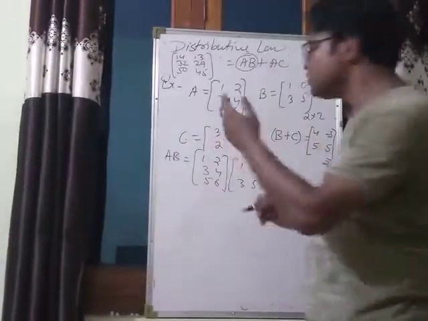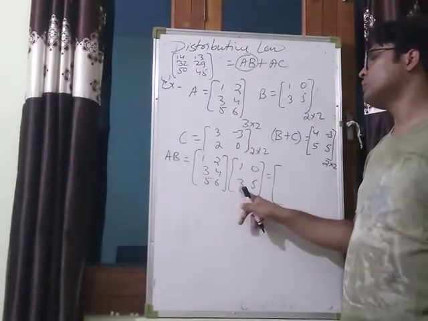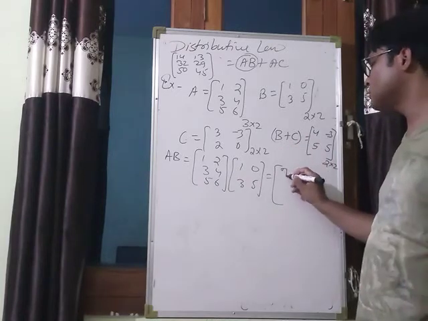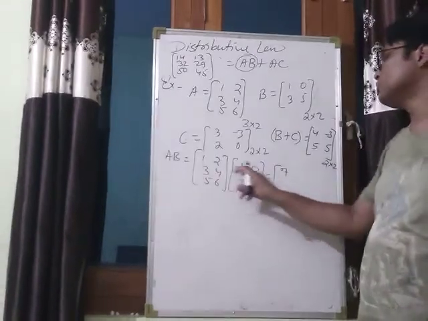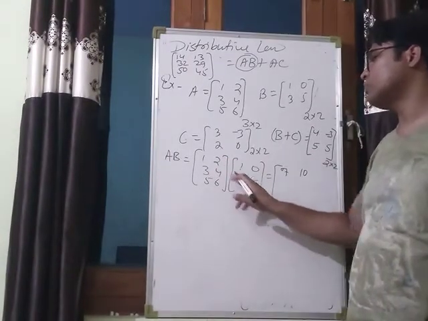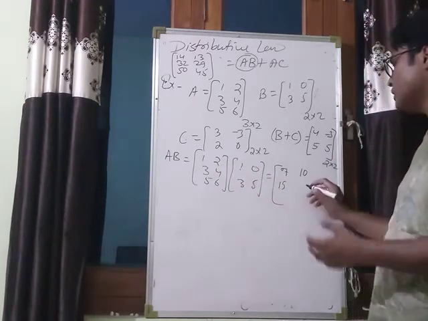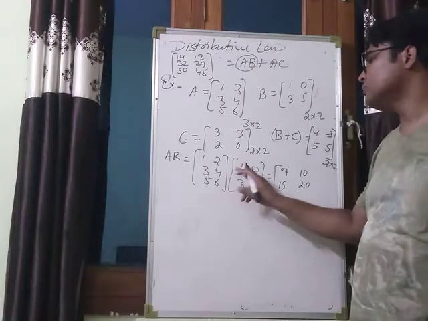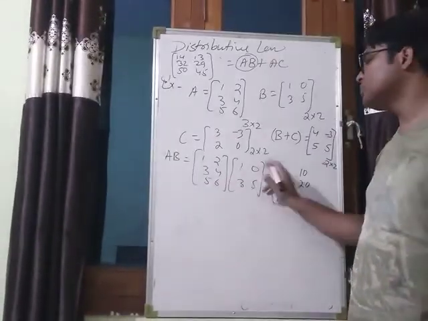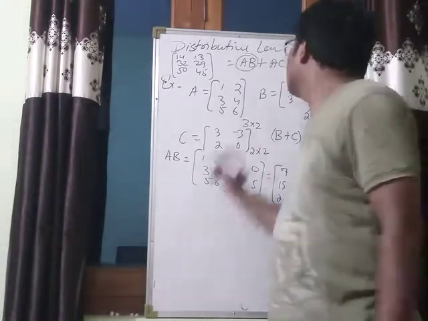I am going to do it directly. 1 into 1 plus 2 into 3. 2 3s are 6, 1 1 is 1. 6 plus 1, 7. 1 into 0, 0. 2 into 5, 10. 10 plus 0, 10. 3 into 1, 3. 4 3s are 12. 12 plus 3, 15. 3 into 0, 0. 4 into 5, 20. 5 into 1, 5. 6 into 3, 18. 18 plus 5, 23. 5 into 0, 0. 6 into 5, 30. So that is AB.